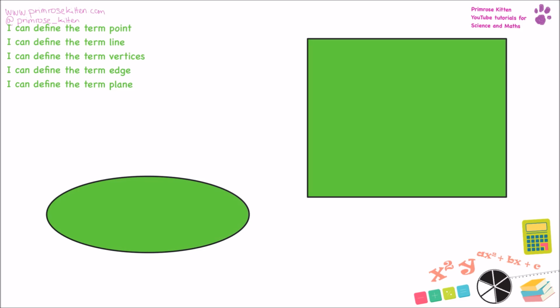Some nice definitions to start us off here. A point is going to be the point of the shape where two lines meet. A line is going to be a thing connecting two points. Vertices, that is going to be the point, or on an ellipse, your vertex is going to be the point of steepest angle. An edge, again, is along here, and then a plane is going to be a flat surface that goes in all directions.